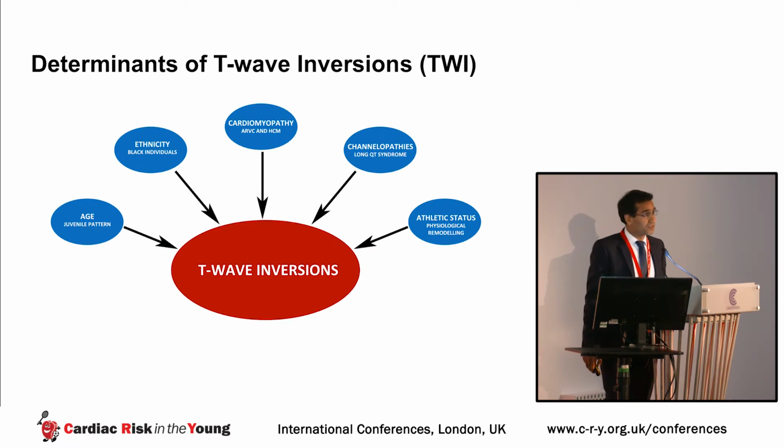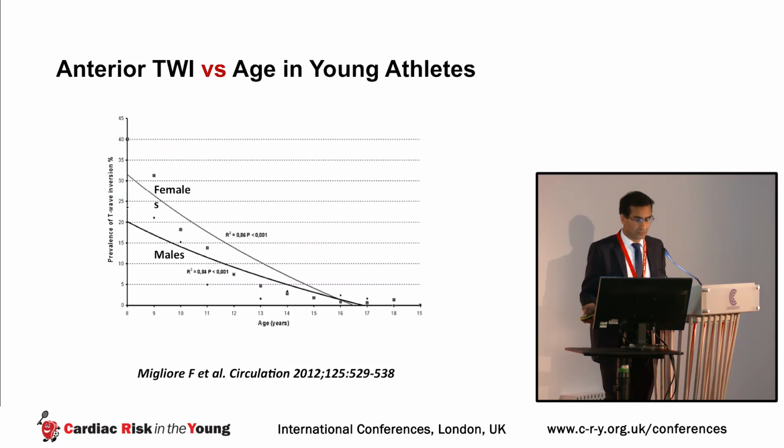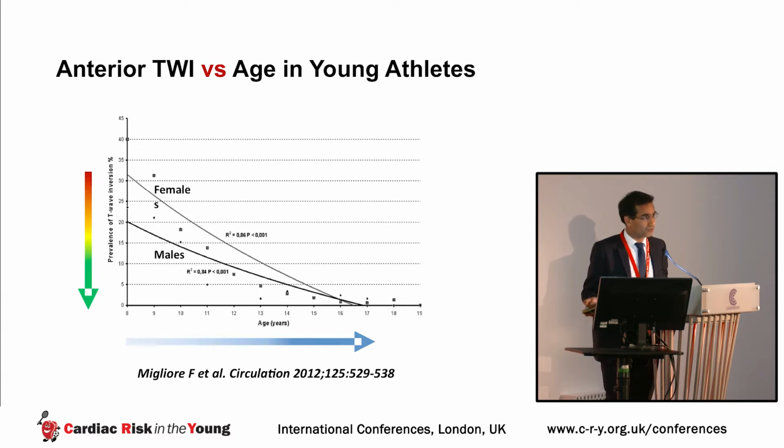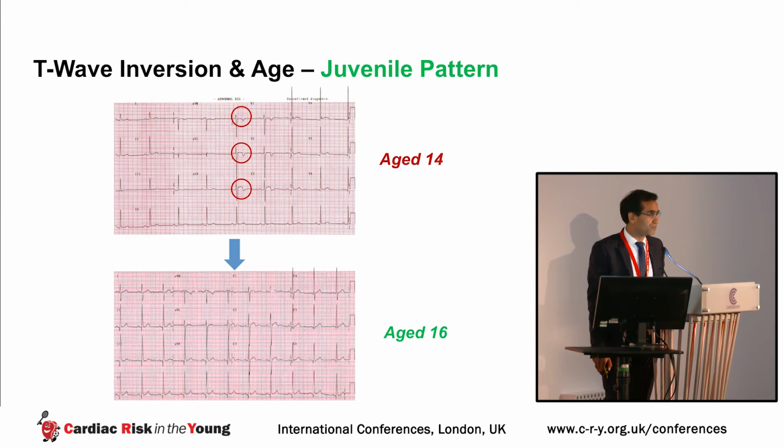However, as you've heard in the previous talk, there are a number of determinants of T-wave inversion, and two key determinants are the age and the ethnicity of the individual. And as my colleague Dr. Gatti has pointed out, there's a clear correlation in the literature in prepubertal athletes with increasing age up to the age of 16 and decreasing prevalence of anterior T-wave inversion. So we see this in our day-to-day screening practice, that you'll see an athlete aged 14 with anterior T-wave inversion, normal echo, no symptoms. You screen them 2 years later, and the T-wave inversion is resolved. So this is the juvenile pattern. So this is one caveat.